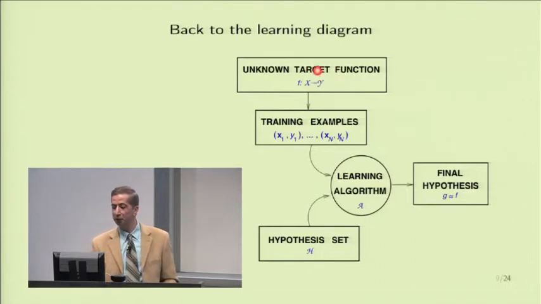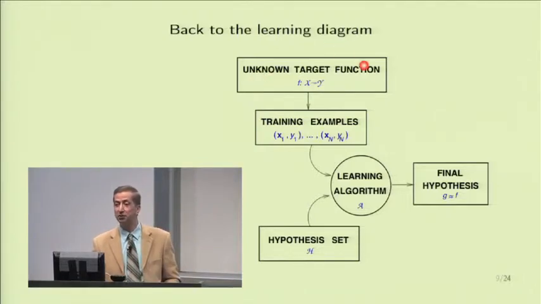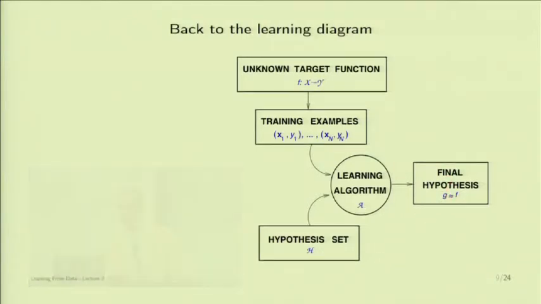Here is your target function, and it's unknown. And I promised you last time that it will remain unknown, and the promise will be fulfilled. We are not going to touch this box. We are just going to add another box to accommodate the probability, okay? And the target function generates the training examples. These are the only things that the learning algorithm sees. It picks a hypothesis from the hypothesis set and produces it as the final hypothesis, which hopefully approximates f. That's the game. So what is the addition we are going to do?